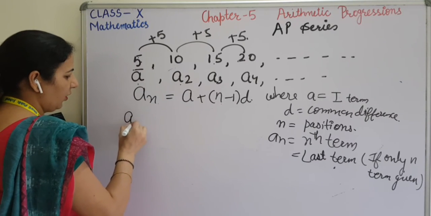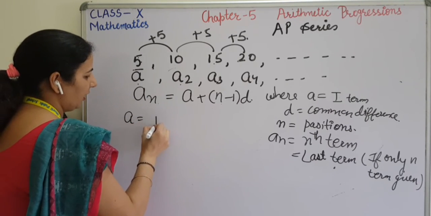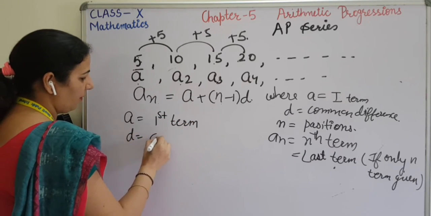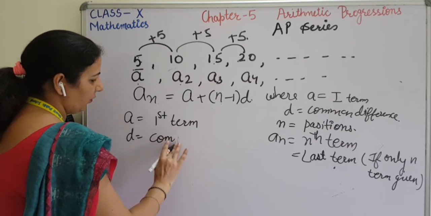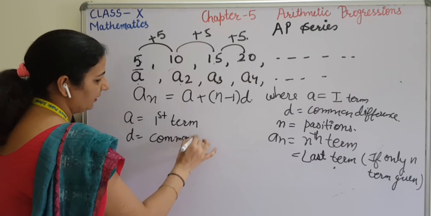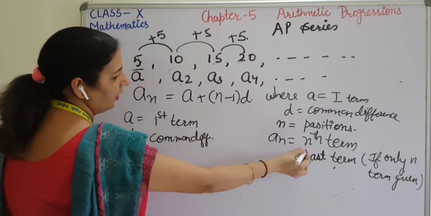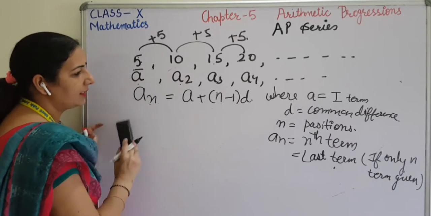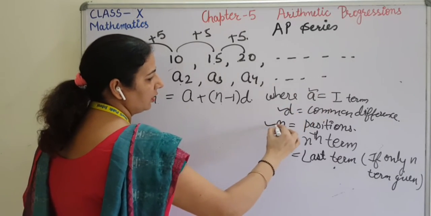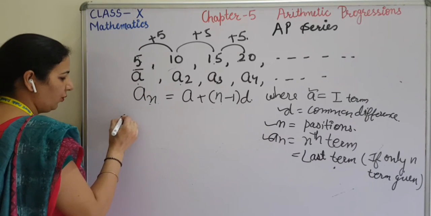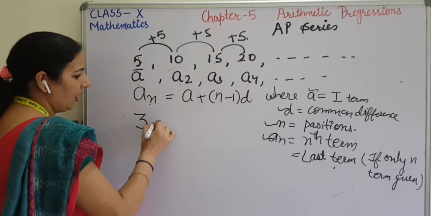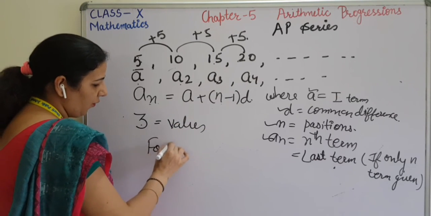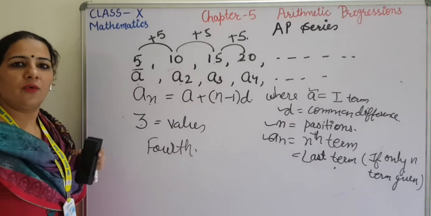Here A is equal to the first term, D is equal to the common difference, and AN means the nth term, where n is the position. So here there are 4 things: 1, 2, 3, 4. They will provide you 3 values in the question, and you can calculate the 4th one.